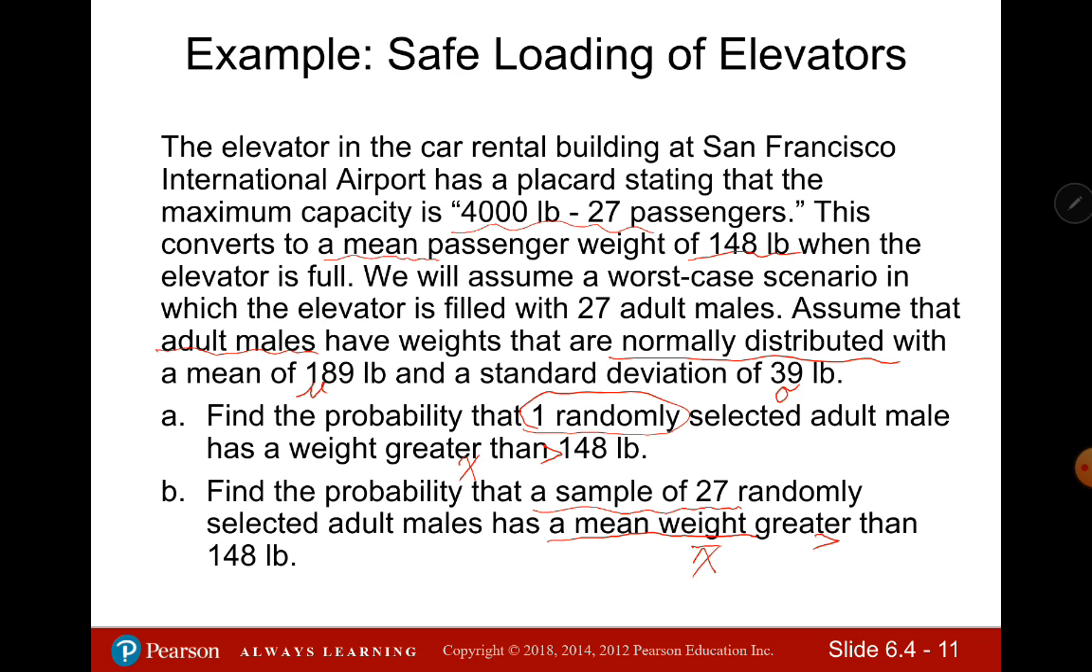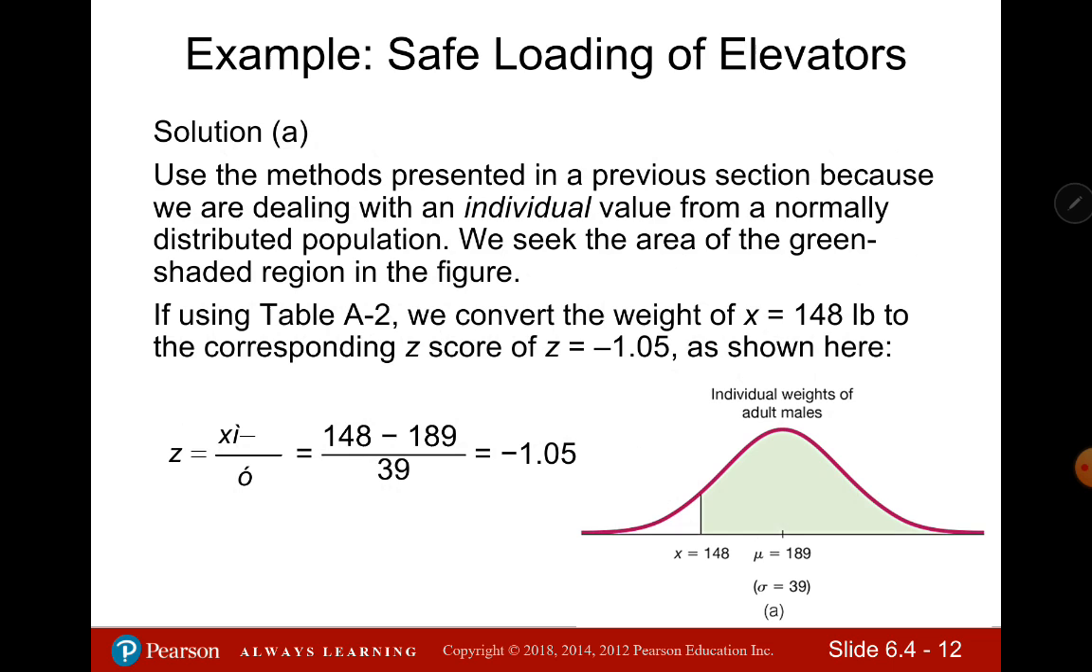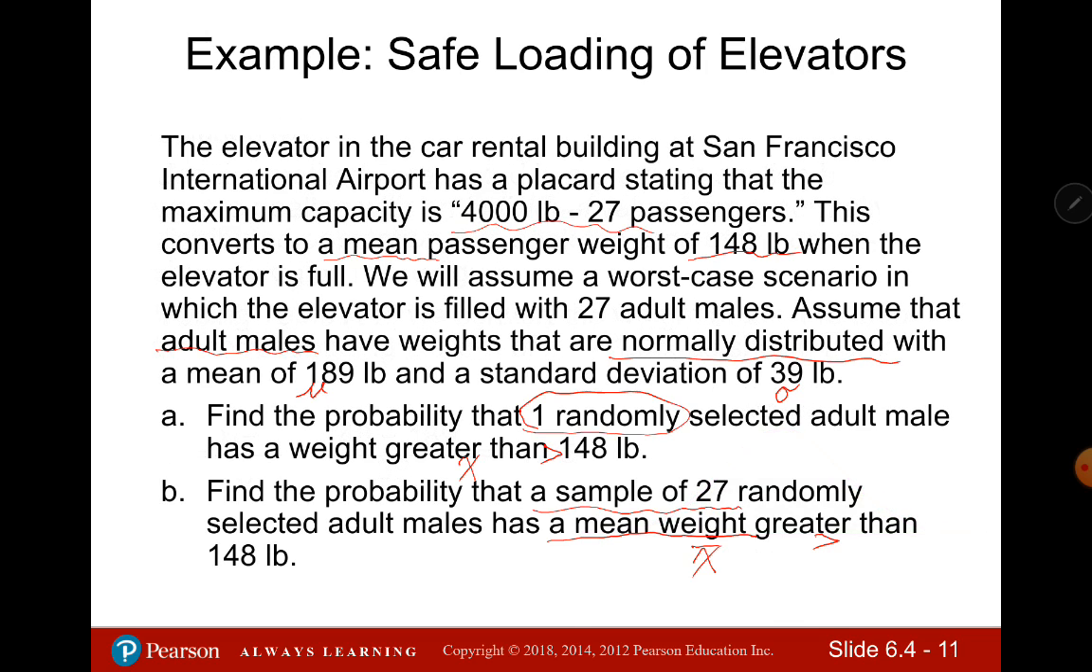Let's check the solution part. So let's check the question A. So first we need to get the probability, right? But for any continuous distribution, we know we can use the area under the density curve to get the probability. So how can we use the area to get the probability? We need to use a table, remember? We should use the Z table. But here, can we directly use the Z table?